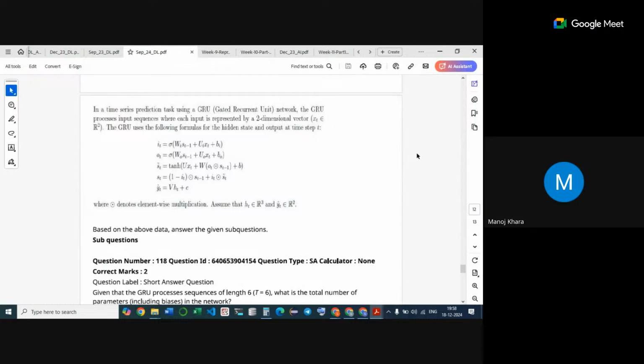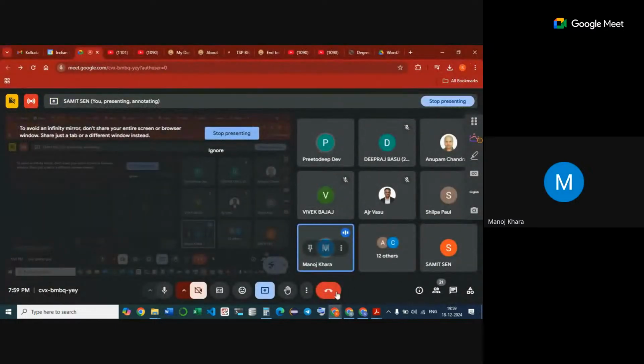Okay, so first I need to compute W, U, B, and what else is there? V and C. These 5 kinds of parameters are there. All of the W's are the same, right? So let's say this is related to the input, and I'll get another with respect to the output. Sir, are you sharing? Are you writing on that?